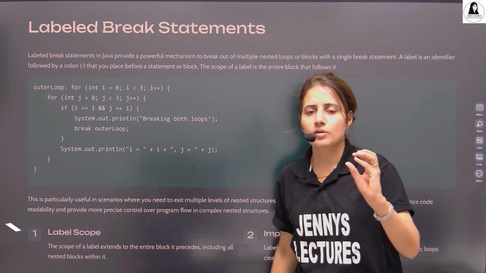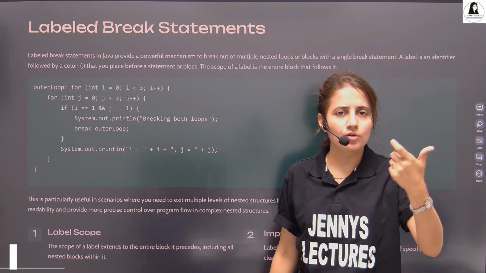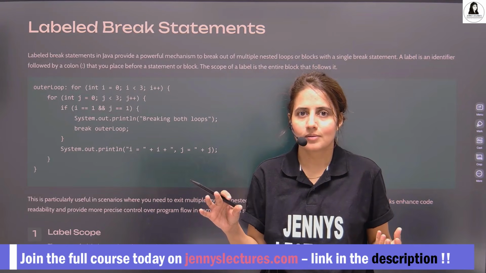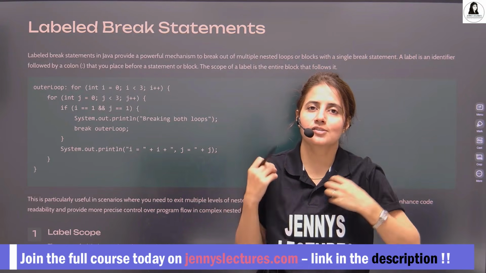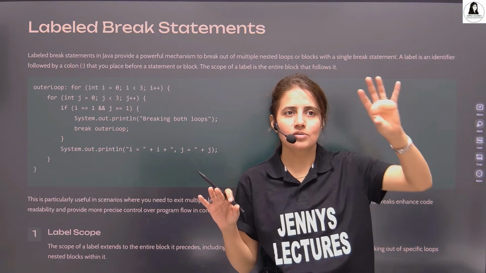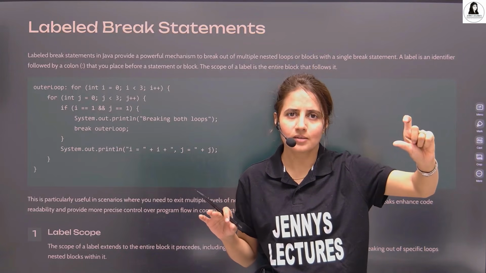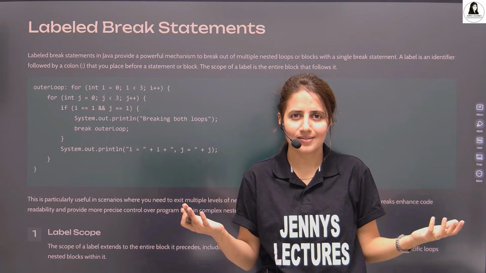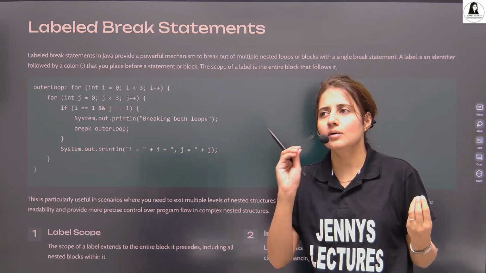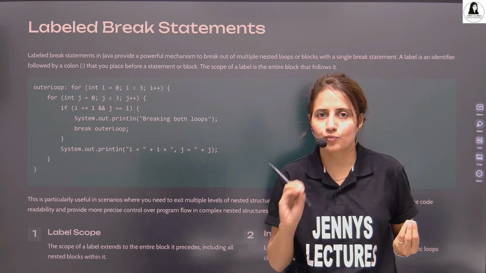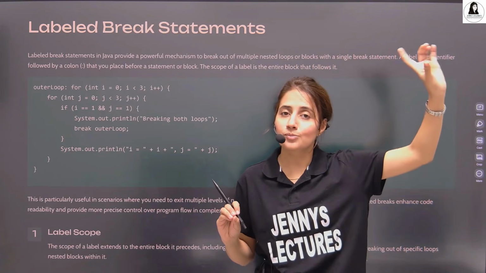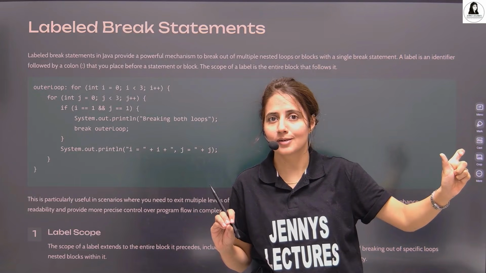So what does label mean? See, if somewhere you got a label, like on my t-shirt, it says Jenny's Lectures, it's like a label. It just identifies, okay, this t-shirt is for Jenny's Lectures. On a dress or somewhere, we put a label just to identify that thing, right? So in Java or in programming languages, a label should be a valid identifier. Valid identifier means the name of any variable or method or class. And there are some naming rules of variables, right?